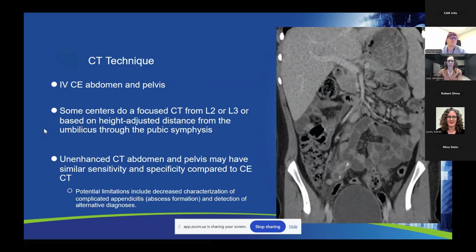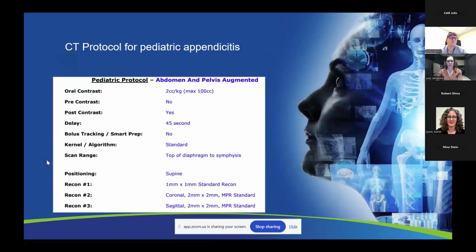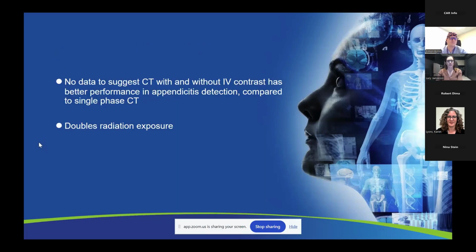An unenhanced CT of the abdomen and pelvis could be done if needed, the limitation being that it doesn't detect or assess for abscess formation as well. This is our local CT protocol, with IV contrast and no oral contrast, with multiplanar reformation. There's no data to suggest that CT with and without contrast, so two separate scans, increases detection. And we know it doubles the radiation dose.